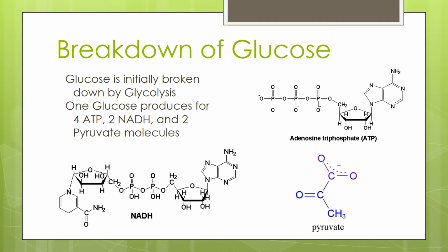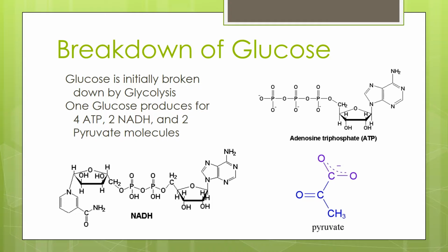Glucose is broken down in order to provide energy to the body. The first step in the degradation of glucose is glycolysis, which breaks down glucose to pyruvate. The main purpose of glycolysis is the generation of energy in the form of ATP. One molecule of glucose yields 4 ATP, 2 NADH, and 2 pyruvate molecules.